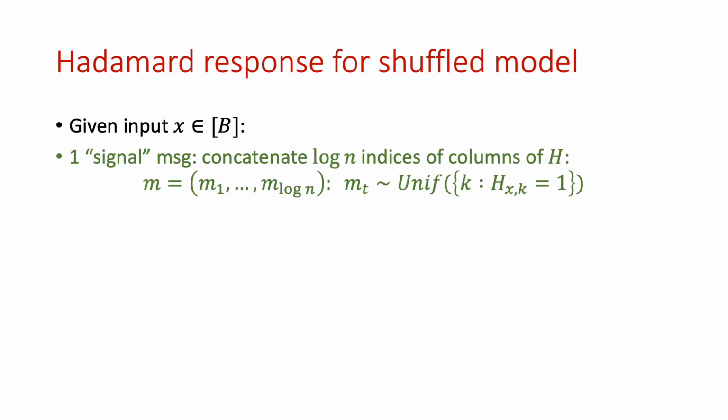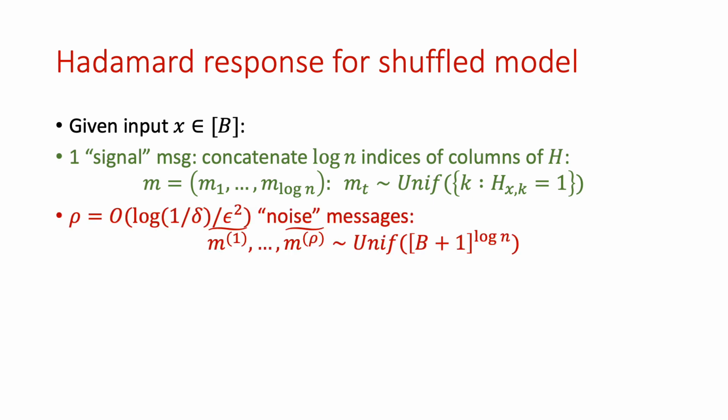So here's how we do this. Given an input x in the domain b, the local randomizer is going to output several messages. One of these messages can be interpreted as a signal message, which gives information about what x is. We denote this message by m, and it's simply a concatenation of log n indices of the columns of the Hadamard matrix H, m1 through m log n. And each of these items is uniform over the columns of H such that h of x,k is equal to 1. These are the columns that were outputted with higher probability under Hadamard response.